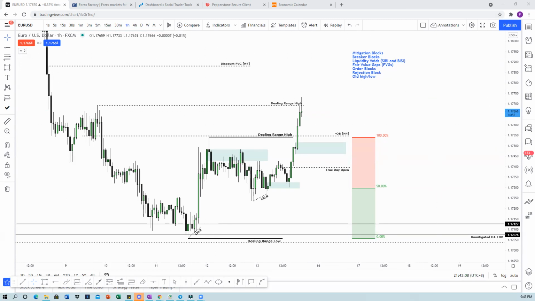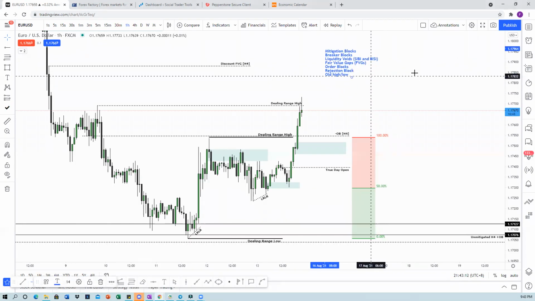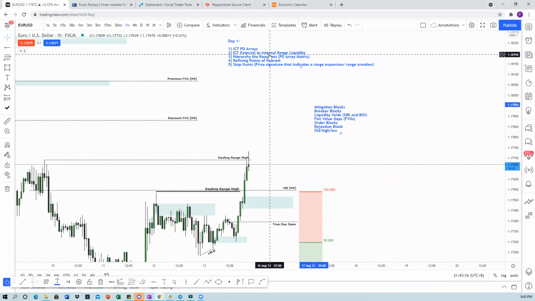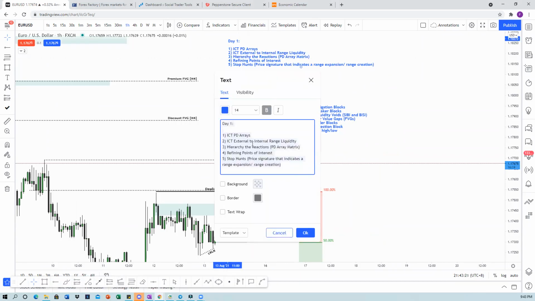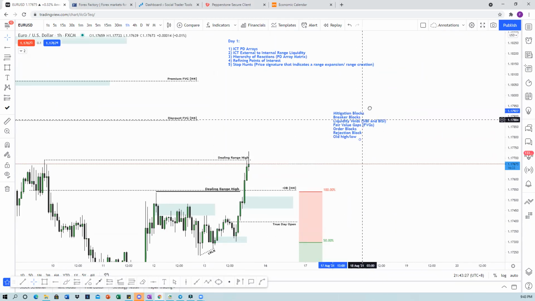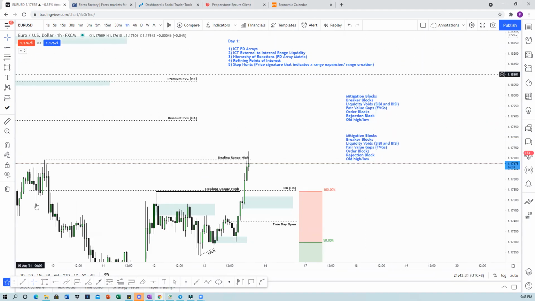Okay. So we don't need this anymore. And before we continue, I spoke about the PD arrays. I spoke about the hierarchy of reactions. I don't know why I called it hierarchy. Okay, hierarchy of reactions done. Now you see this here, right?